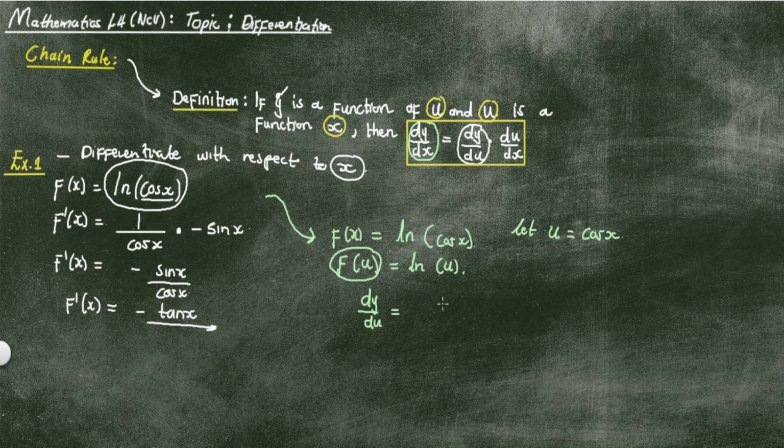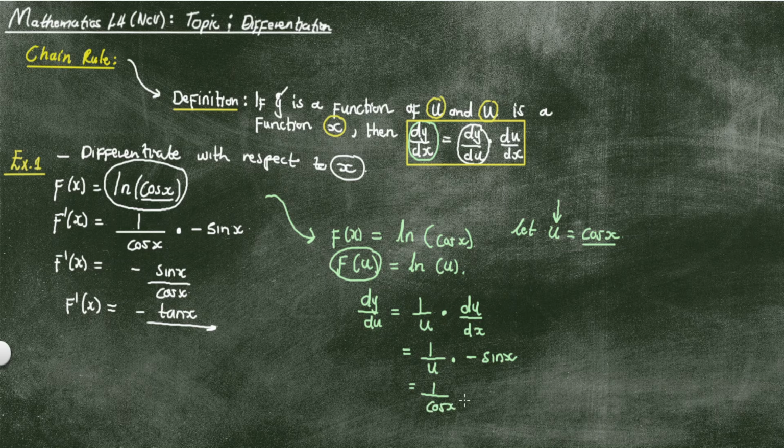So it's going to be equal to 1 over u multiplied by du over dx. This is going to be equal to 1 over u multiplied by the derivative of u with respect to x. Differentiating this with respect to x gives us minus sine x. Then we're going to substitute back 1 over u, which is cos x.